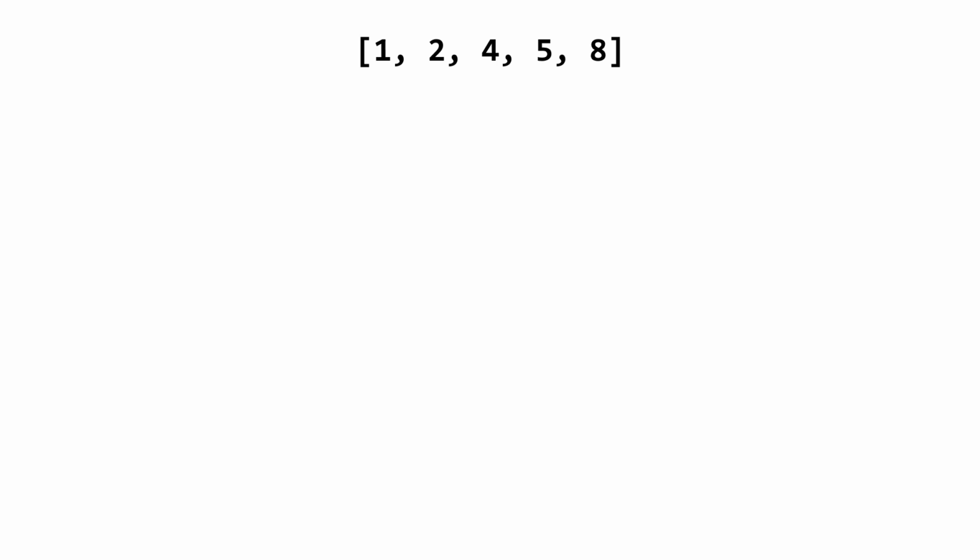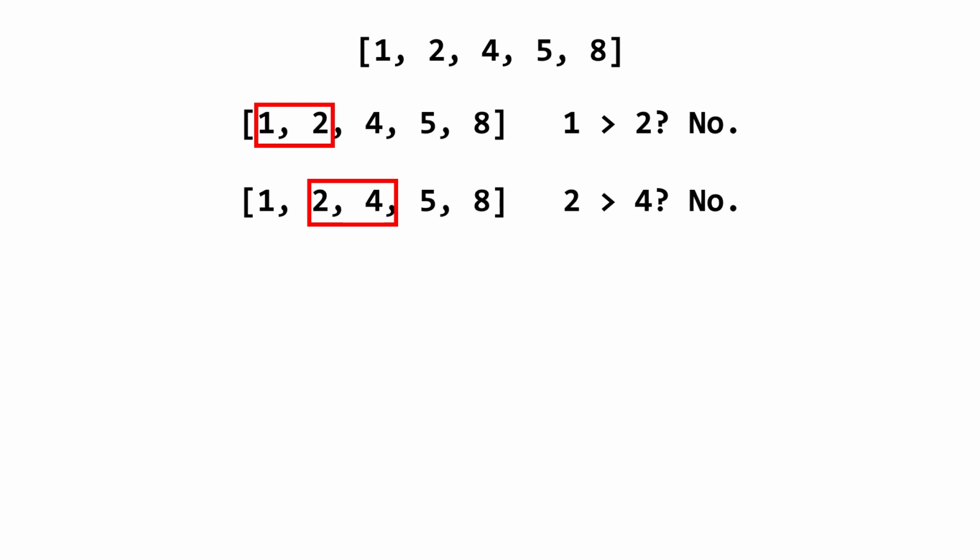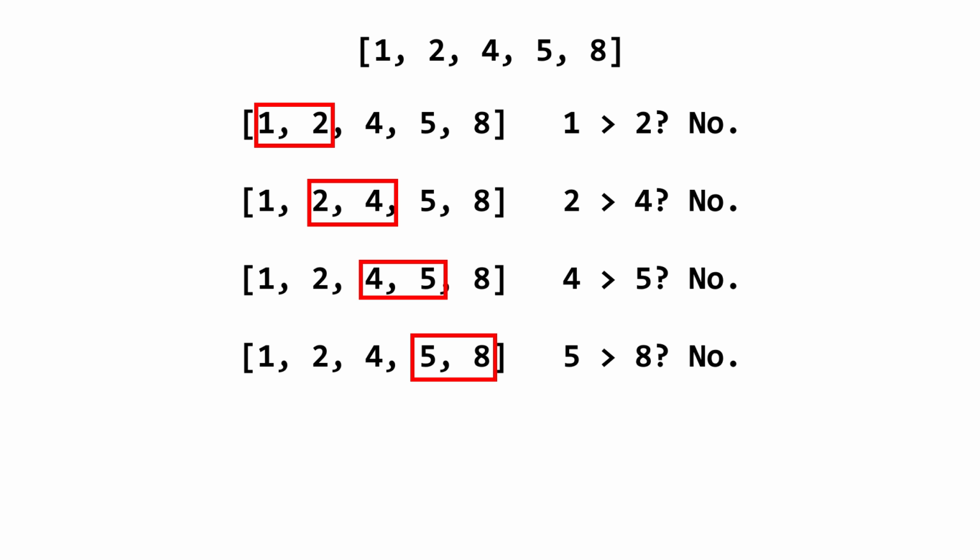If nothing else needs swapping, then we know the list is in order. So for the final time round, we've got 1, 2, 4, 5, 8. Is 1 greater than 2? No. Is 2 greater than 4? No. Is 4 greater than 5? No. Is 5 greater than 8? No. And therefore, there have been no swaps, so we know the list is sorted. 1, 2, 4, 5, 8. And there we have it, our list is sorted.